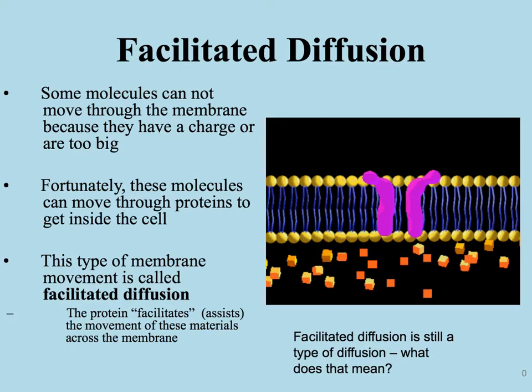So facilitated diffusion means that the particles are moving through a protein. The protein is what's giving the assistance. And again, it is passive, so the particles are still moving from an area of high concentration to an area of low concentration.